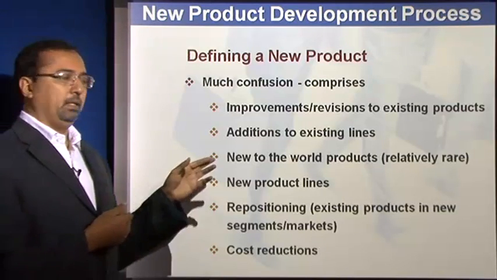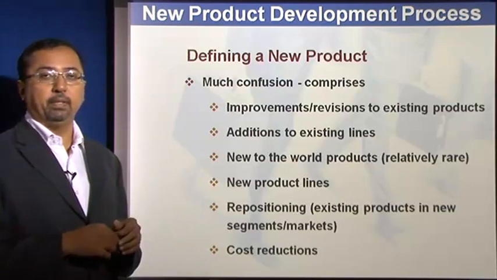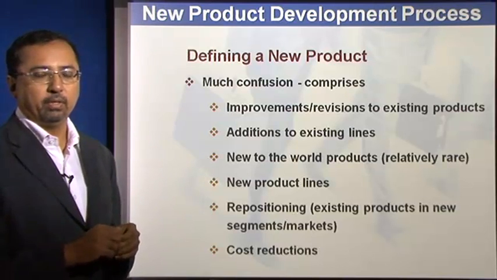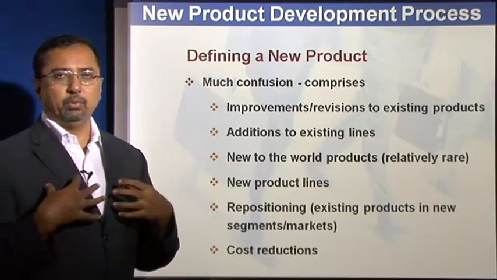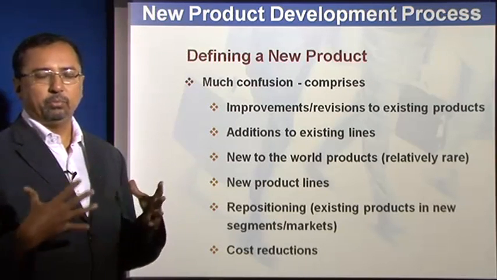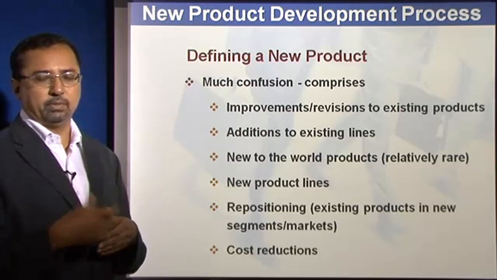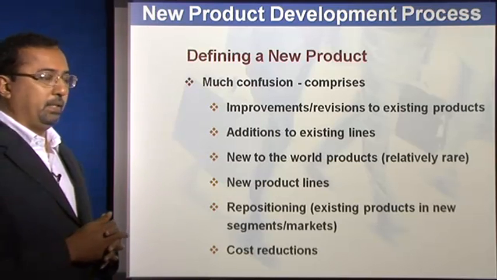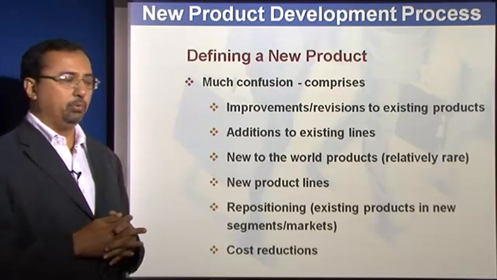Then there could be new to the world products. These are pretty rare kind of things. For instance, if you take somebody like DuPont, which came up with Kevlar, the bulletproof material which is used to make all those bulletproof vests which literally can stop a bullet. That's pretty rare to have something completely new.